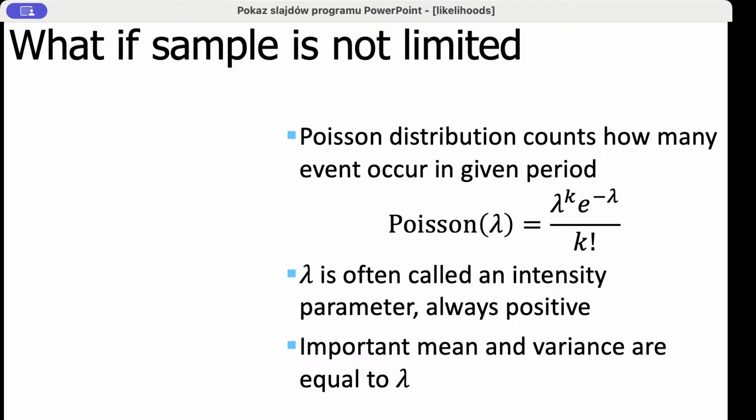What is important in the case of Poisson distribution, besides its possibility to generate numbers of events occurring, is the fact that the mean and variance are equal in this distribution, and that means that the higher the expected value of events, the higher the variance of it. So how much it can be distributed around that value.